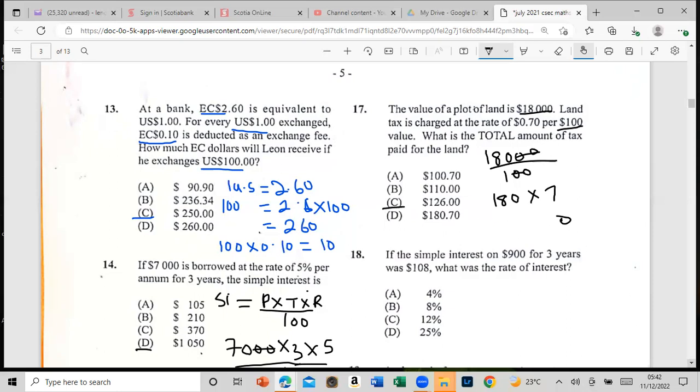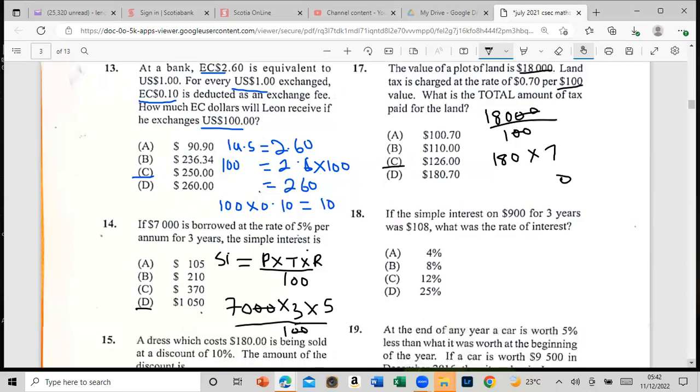Alright. The simple interest on $900 for 3 years was $108. What was the rate of interest? So we look at simple interest over there, but this one is a bit different.